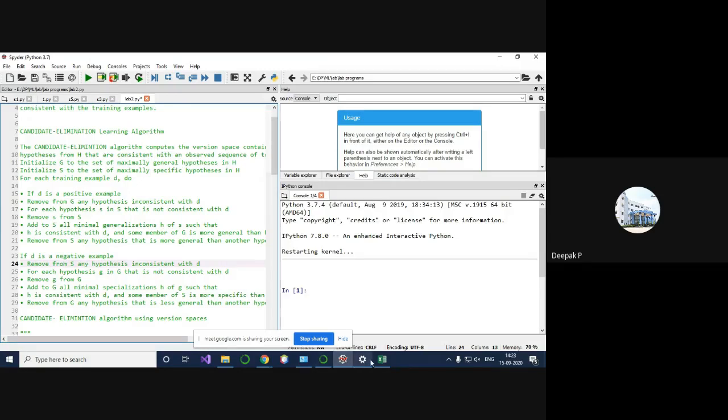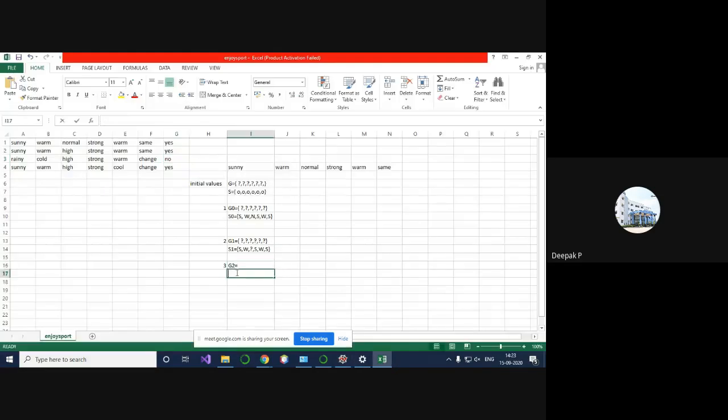So what happens now? In specific S2, what should I do? I should remove this instance. I should not consider this instance as my output. So the earlier input or output that I'm having in specific remains the same.